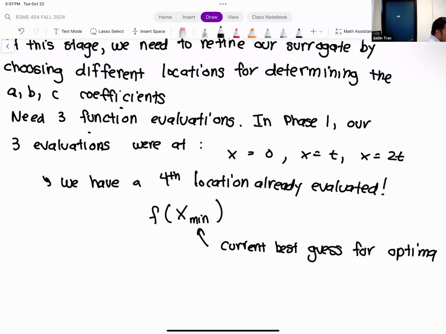So, in this case, we've already done the work to evaluate our objective function. Remember, going back to the beginning of class today, the thing with these optimization algorithms is that you want to find the optimum in the least amount of work possible, the least amount of function evaluations. And so if we've already done the work to evaluate this function here, why don't we use this to recalibrate or refine our surrogate?